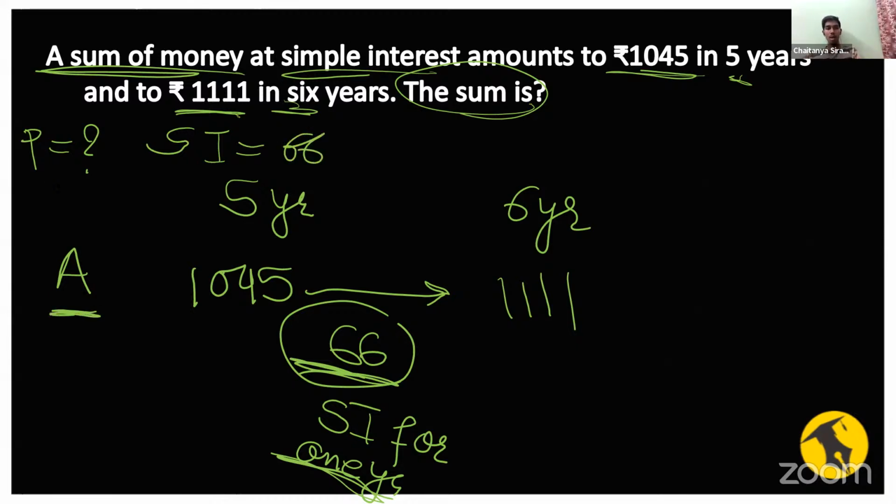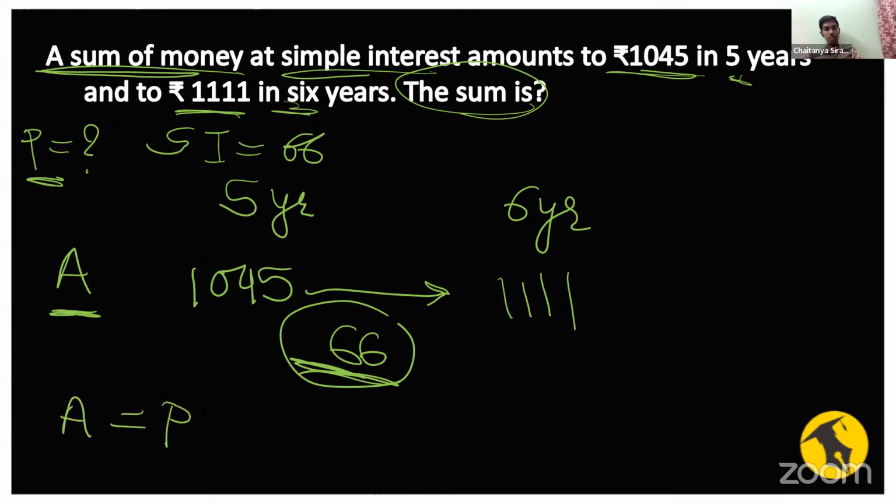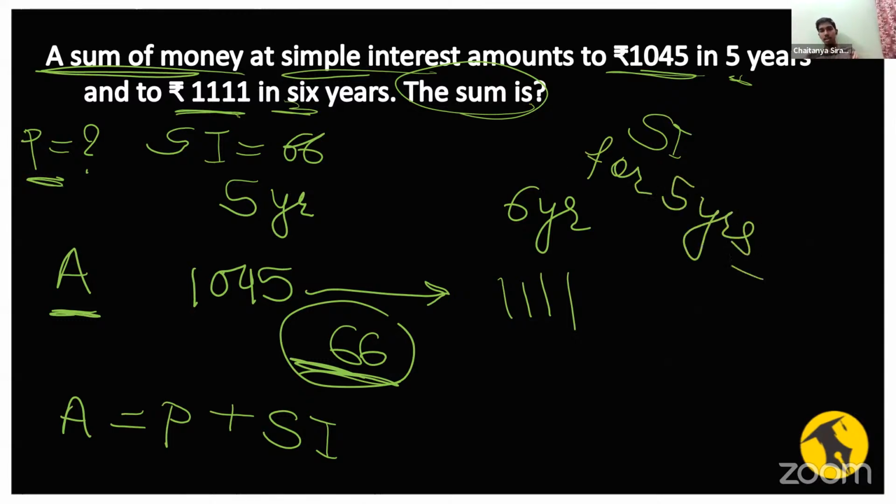You know the amount. Can you find the principal? So I can rewrite the relationship here and write: I know amount is equal to principal plus SI. Now what is SI for 5 years? Since it will be the accumulated interest.